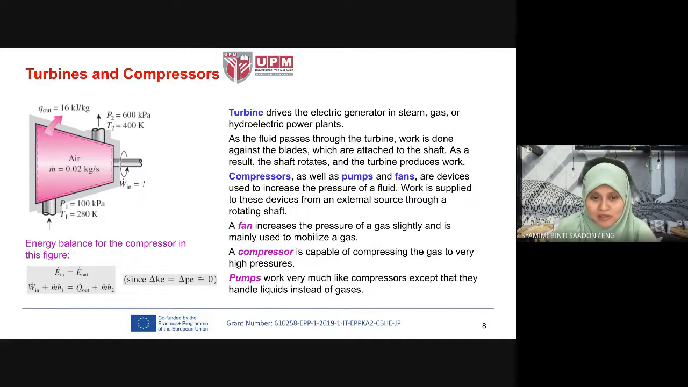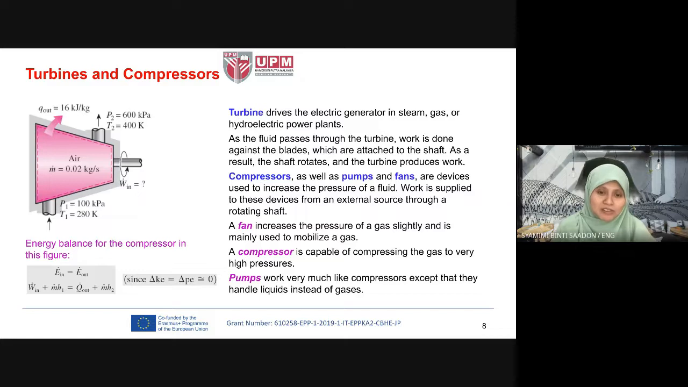Compressor, pump, fan. Normally, compressor is used for steam, air, gas. Vapor, air, steam, gas, the same. Pump usually is used for liquid, water. And those are the liquids. So that is some of the differences.